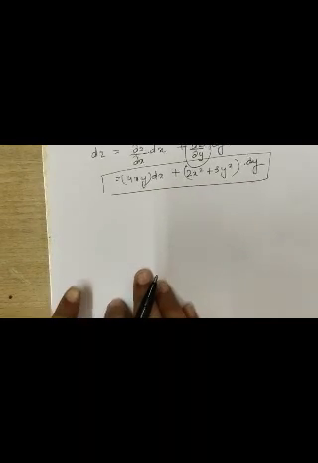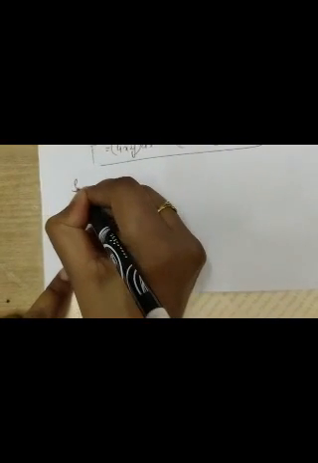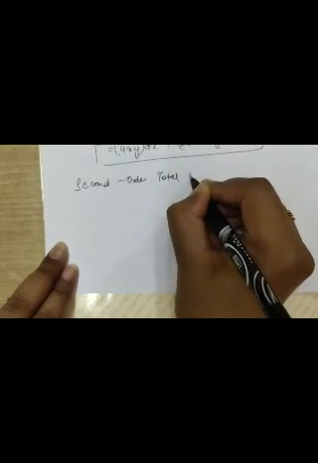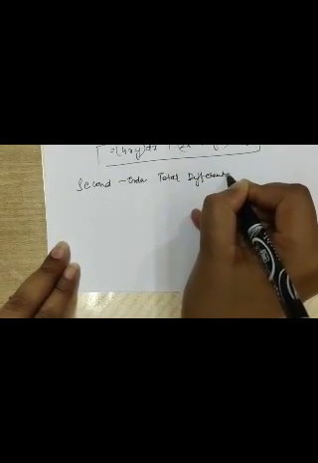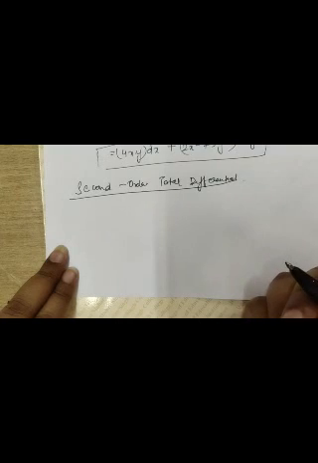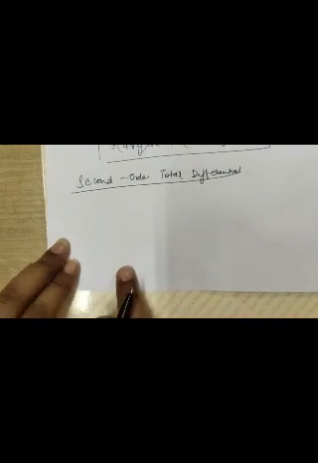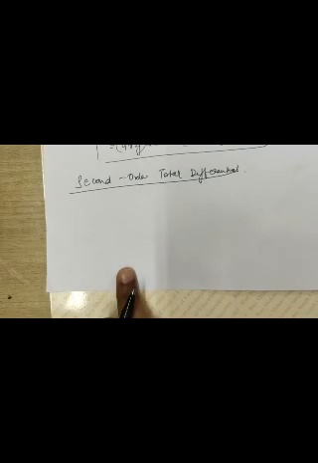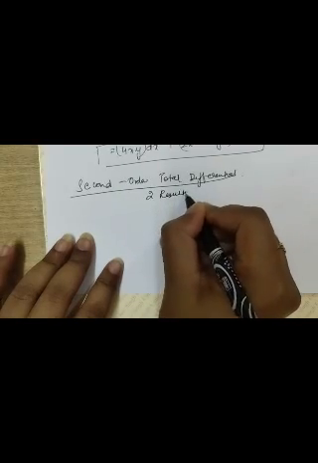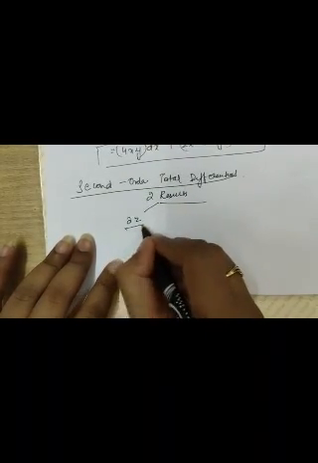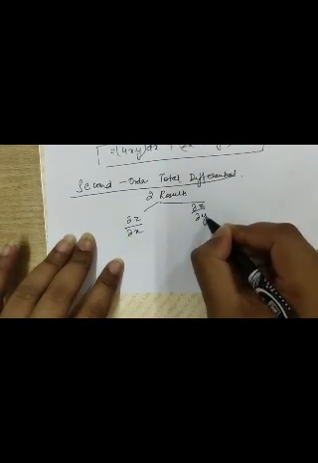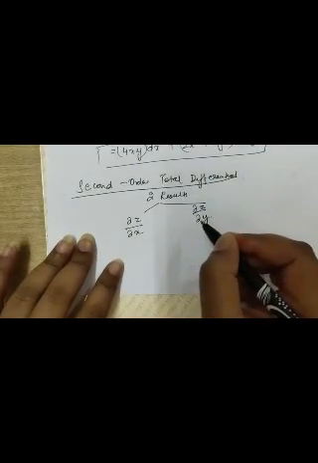It means we have the concept of second order total differential as well. Second order total differential means we have to differentiate twice. Let me first explain the second order total differential. In the first order total differential, we got two results: one was delta z by delta x, and the other was delta z by delta y. These are the two results of the partial differentiation.